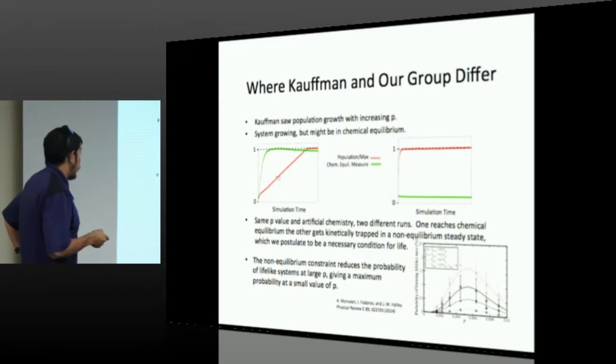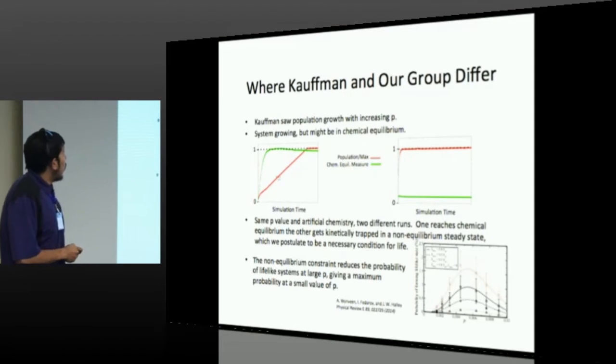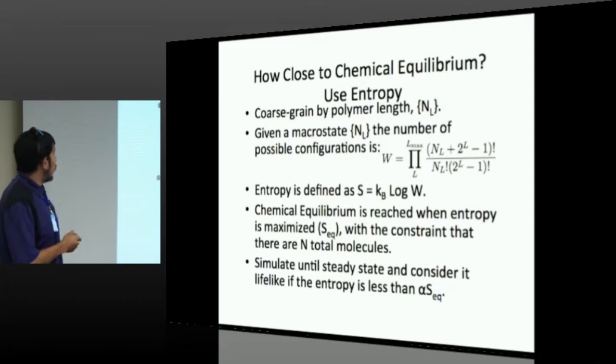So here I have a figure from a previously published paper where I have the probability of forming a lifelike state on the y-axis and the P value on the x-axis. And we see there's a maximum around the P value, or P 0.005. So now I'd like to explain how close a system is to chemical equilibrium.